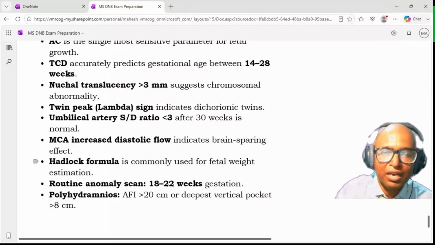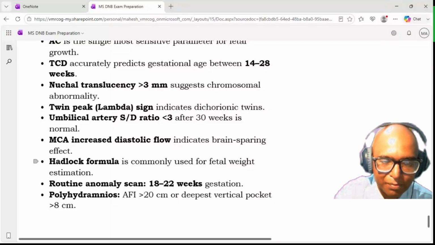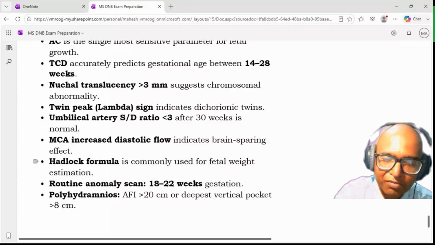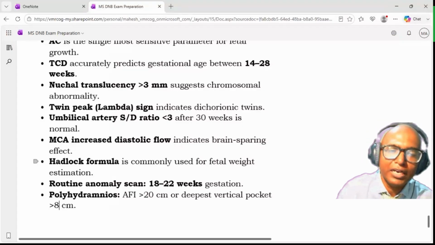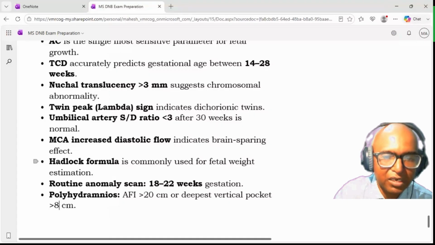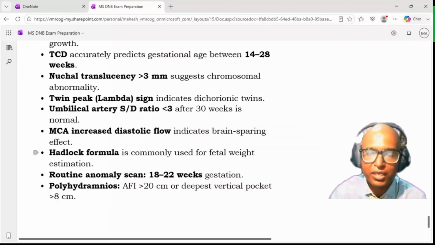Then you have the Hadlock formula, which is used for fetal weight estimation. Routine anomaly scan is performed between 18 to 20 weeks of gestation. Polyhydramnios: AFI more than 20 centimeter or deepest vertical pocket more than 8 centimeter. So that finishes the topic on obstetric ultrasound.